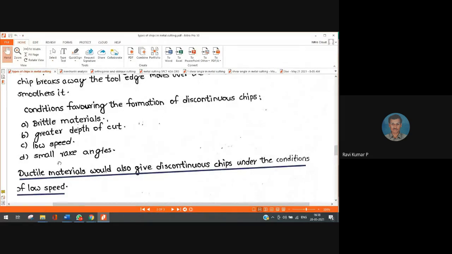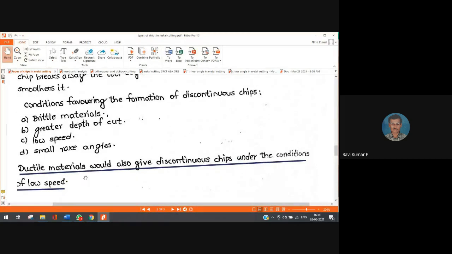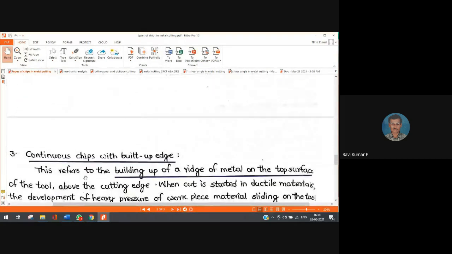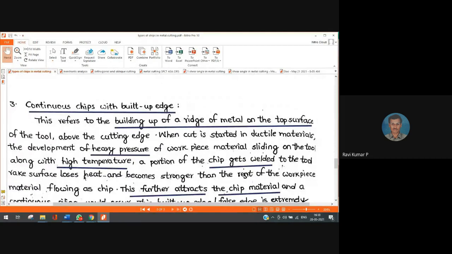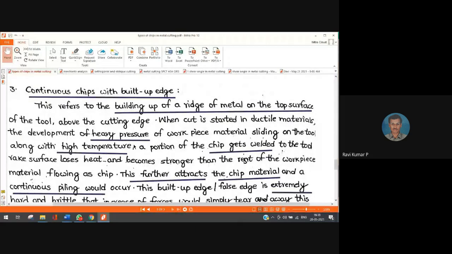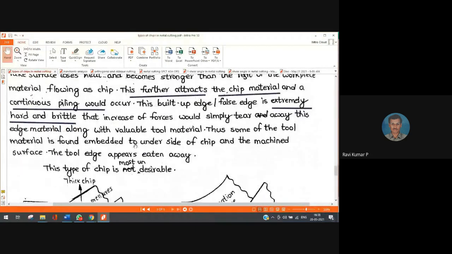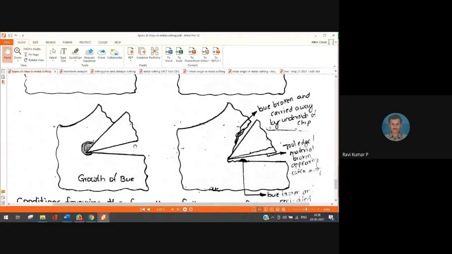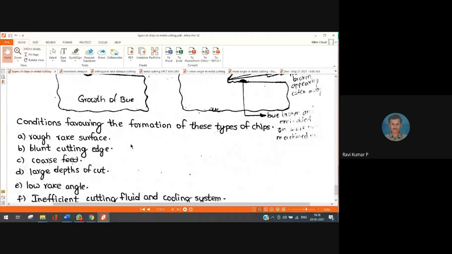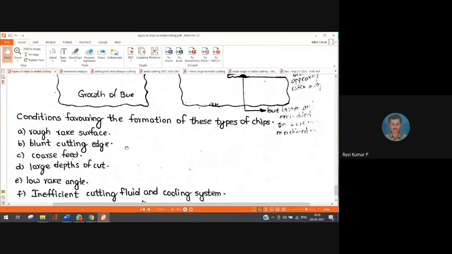If the cutting speed is low, ductile materials also have a chance of giving discontinuous chips, right? And still there is a third type of chip, which we call continuous chip with built up edge. So this is the worst type of chip. This worst type of chip, how will it occur? First, let us look at the conditions under which it will occur. Then we shall talk about what is the nature of this chip.